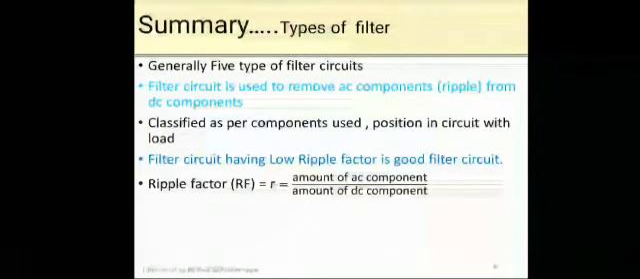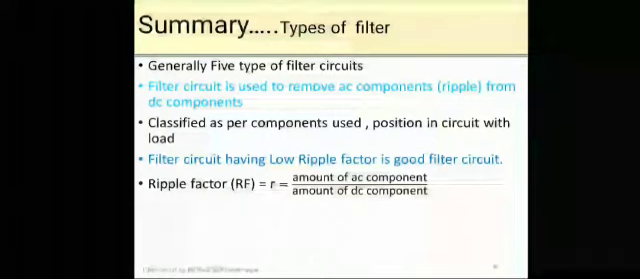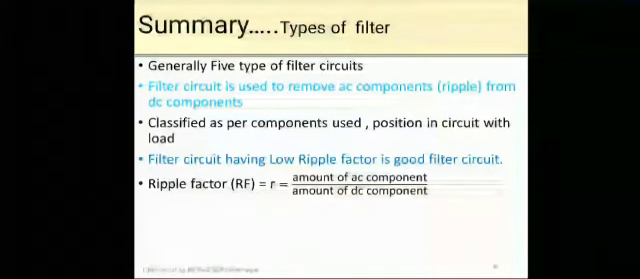A filter circuit having a low ripple factor means that the filter is a good circuit. So if the filter has a low ripple factor, then we can say that filter circuit is a good filter circuit. And the formula to calculate the ripple factor is nothing but the ratio of the amount of AC component to the DC component.